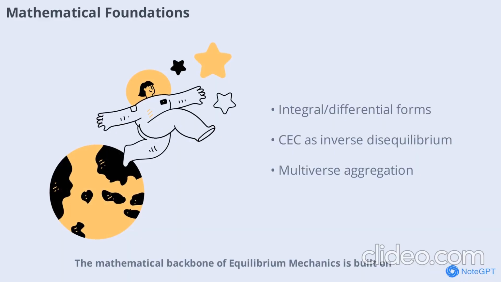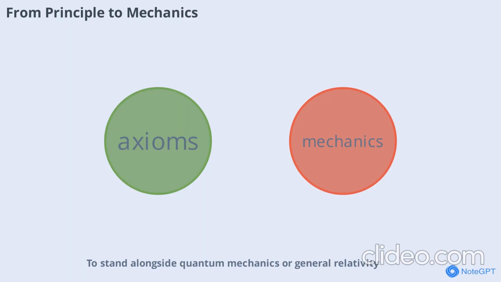The mathematical backbone of equilibrium mechanics is built on integral and differential forms of CSE over space and time. The CEC is defined as the inverse of net disequilibrium, and the framework allows for aggregation across multiple universes, combining entanglement and gravitational couplings. This mathematical structure is designed to be flexible yet rigorous, enabling the theory to connect with existing physics while opening doors to new predictions.